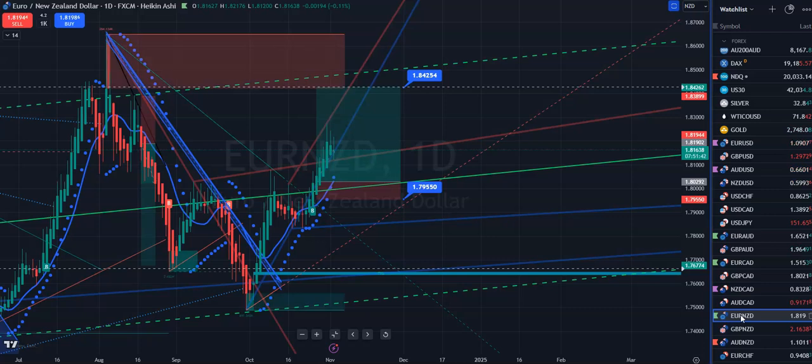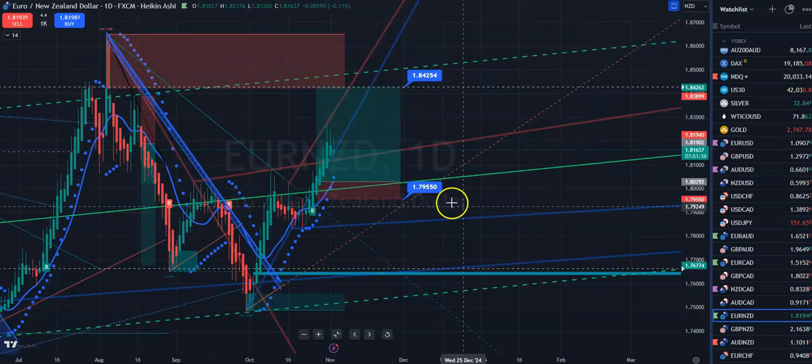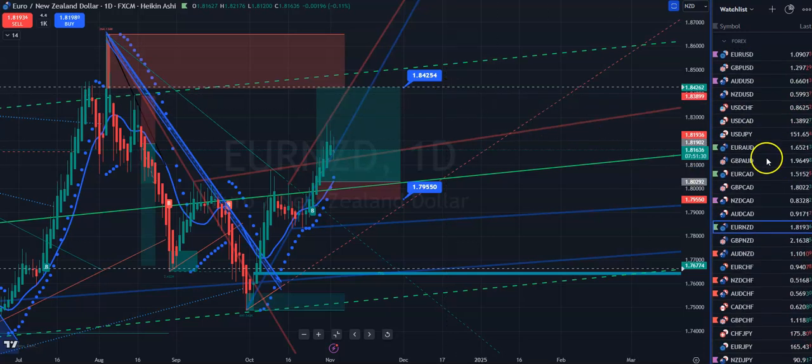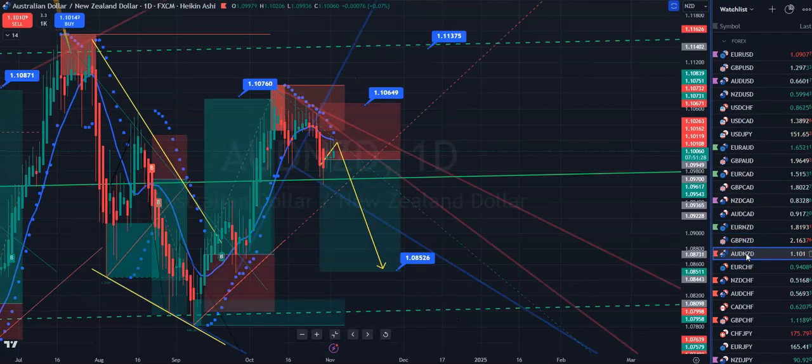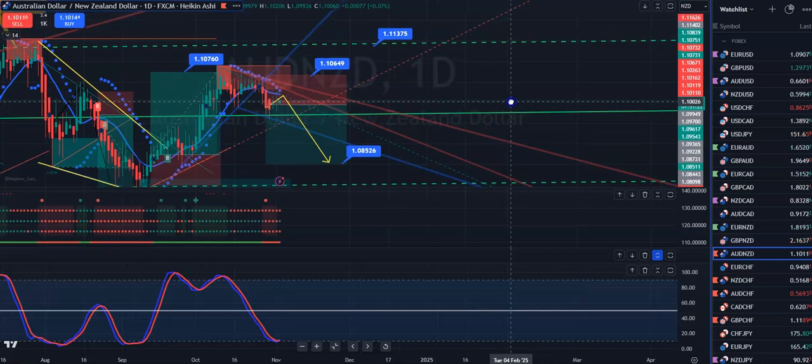Euro New Zealand, yeah, all a bit sideways, but nonetheless all the buyers are still in. The oscillator is a little bit heavy on the top side, but I suspect that will hold up and head for 184.25 in the next few days. Aussie New Zealand, let's see what's going on here. We've got a set of buyers coming in, but I'm going to hold that for the next 24 hours and see what happens.